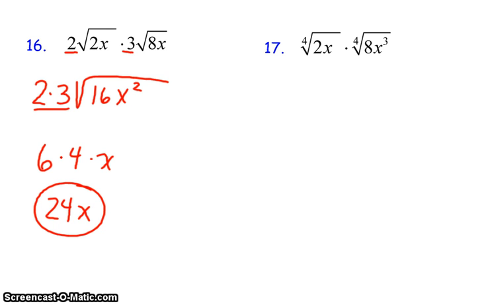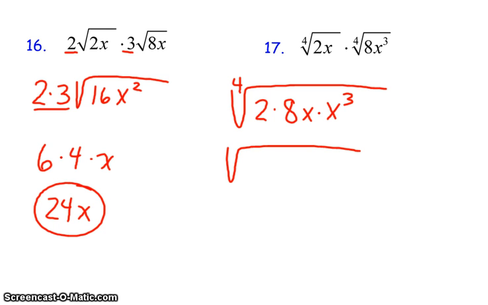Similarly for number 17, if I do the 4th root and write everything underneath, 2 times 8, and then x times x to the 3rd, you would have the 4th root of 16, x to the 4th. Again, 16 we know is 2 times 2 times 2 times 2, so there are 4 2's, so I can bring that out. And then x to the 4th, 4 over 4, so I'd end up with 2x.